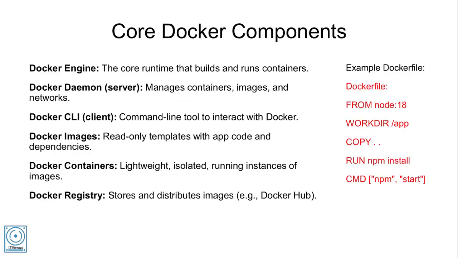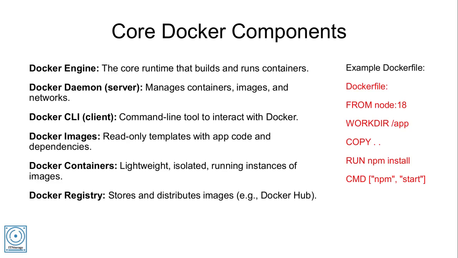Core Docker components. Now let's break down the essential components that make Docker work. First, we have the Docker Engine. This is the core runtime, the actual engine under the hood that builds and runs your containers. It has two main parts: the Docker daemon, which is the server running in the background, managing everything like a foreman, and the Docker CLI, the client tool we use to send commands.